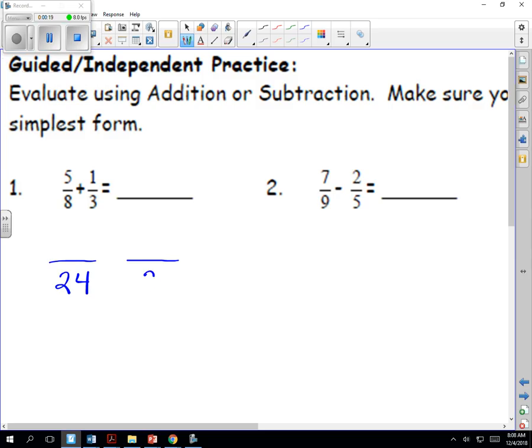So we are going to make both of our denominators 24. We have to multiply 8 by 3 and 5 by 3. So 5 times 3 is 15. You have to multiply 3 by 8 and 1 by 8. So 1 times 8 is 8. Now we simply add the numerators.